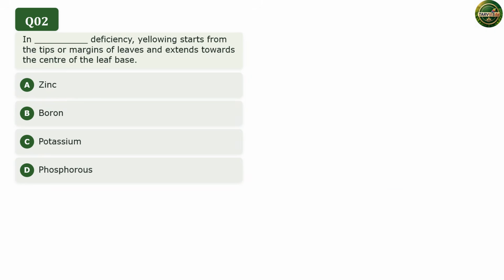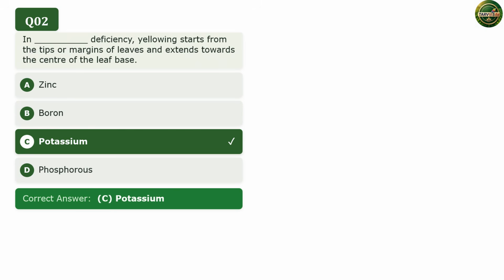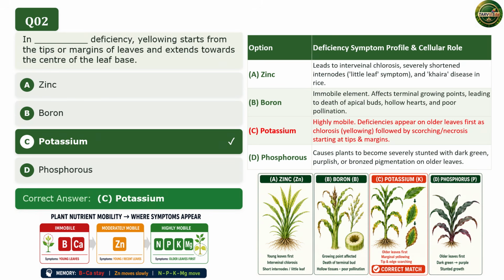The second question is, in which deficiency does yellowing start from the tip or the margin of the leaf and extend towards the center of the leaf base? The correct answer is option C, potassium. In the image you can see, in the healthy green leaf, due to potassium deficiency, there is an onset of chlorosis. And this chlorosis is starting at the margin or the tip of the leaf and extending towards the base, that is the center of the leaf.